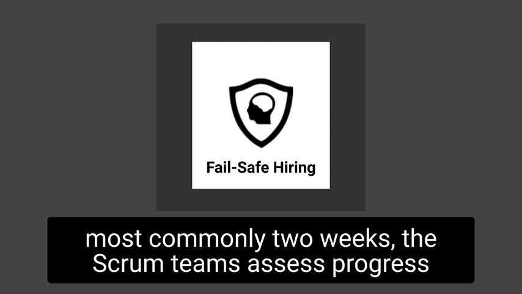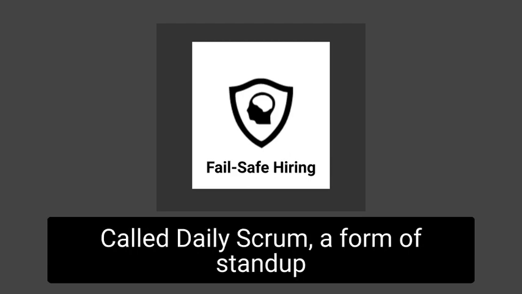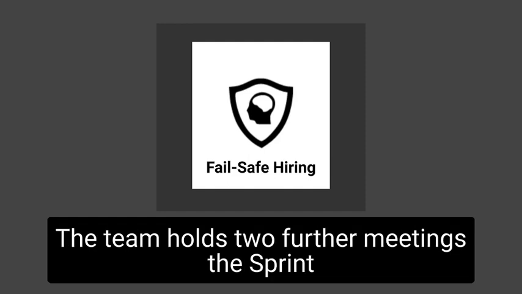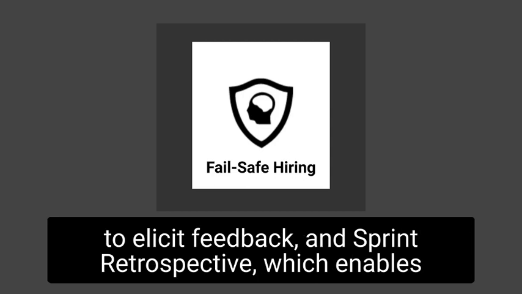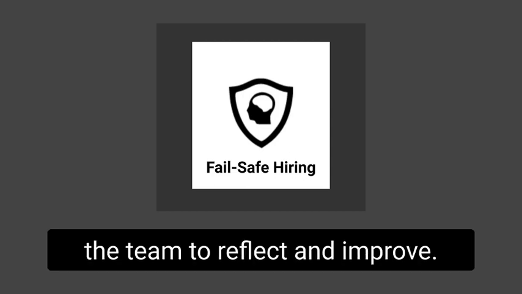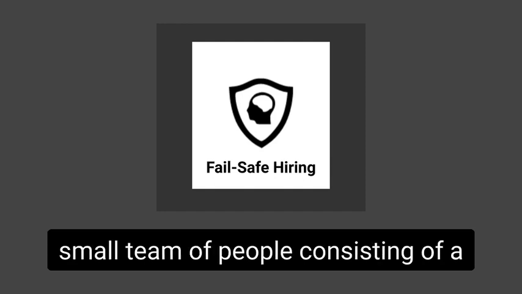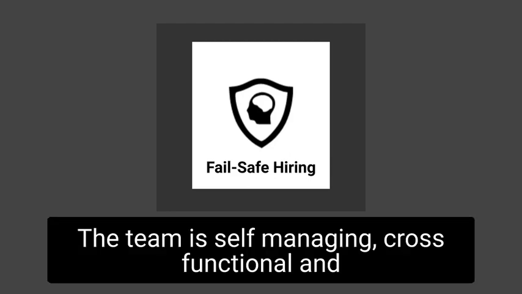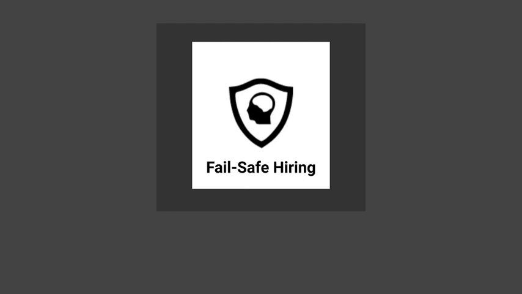The Scrum teams assess progress in time-boxed daily meetings of 15 minutes or less, called daily scrums, a form of stand-up meeting. At the end of the sprint, the team holds 2 further meetings, the sprint review which demonstrates the work done to stakeholders to elicit feedback, and sprint retrospective which enables the team to reflect and improve. The fundamental unit of Scrum is a small team of people, consisting of a product owner, a Scrum master, and developers. The team is self-managing, cross-functional and focuses on one objective at a time, the product goal.